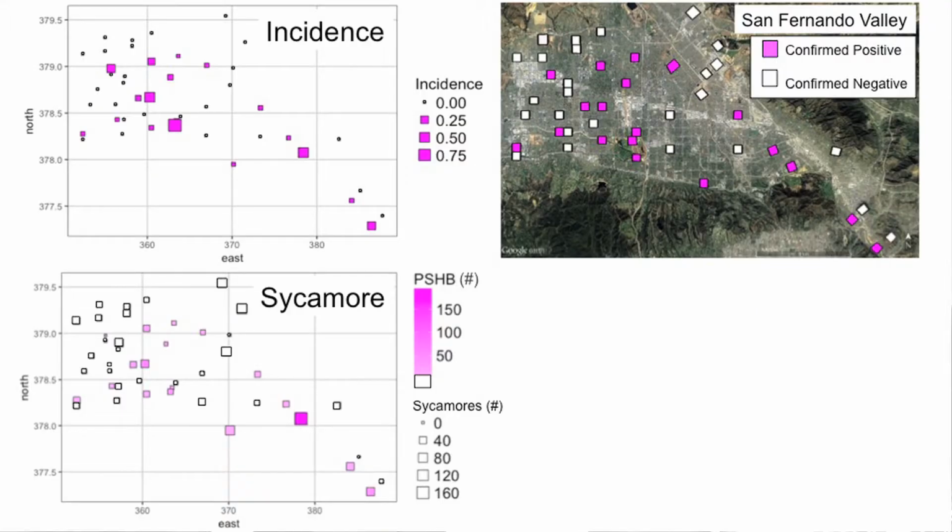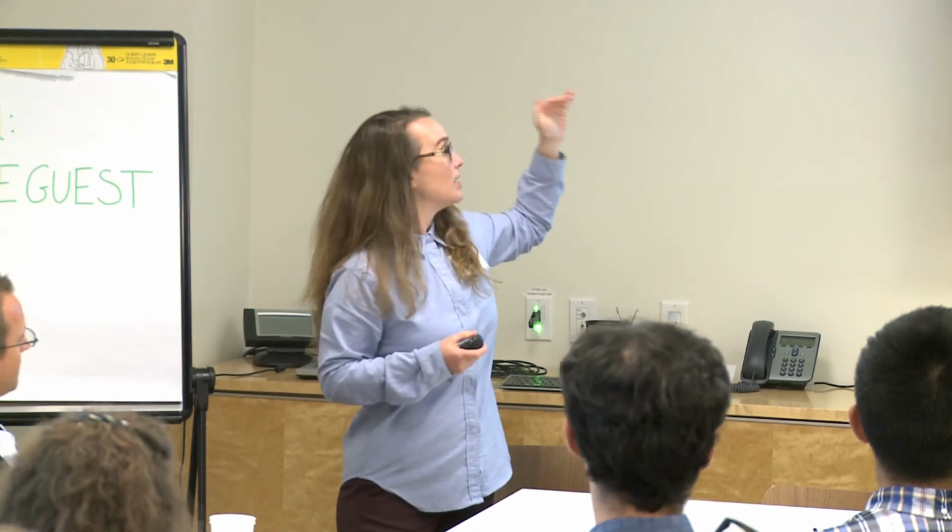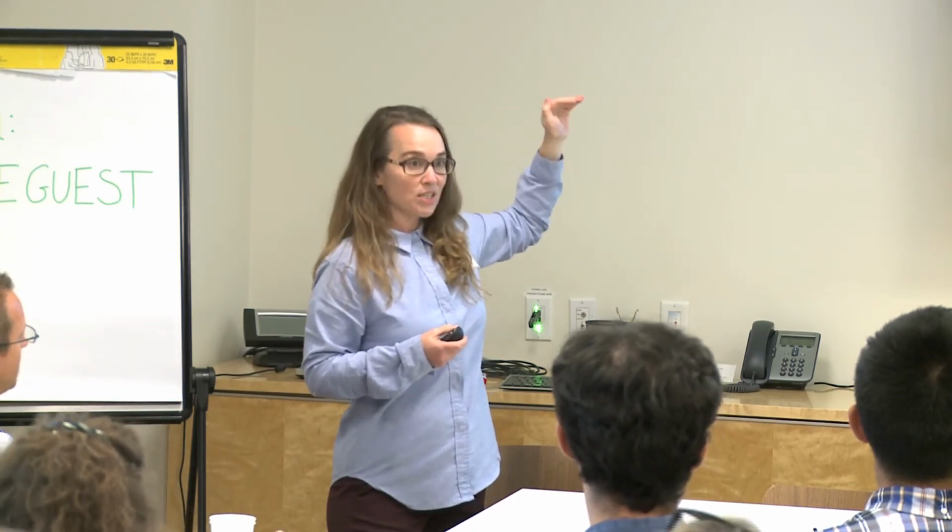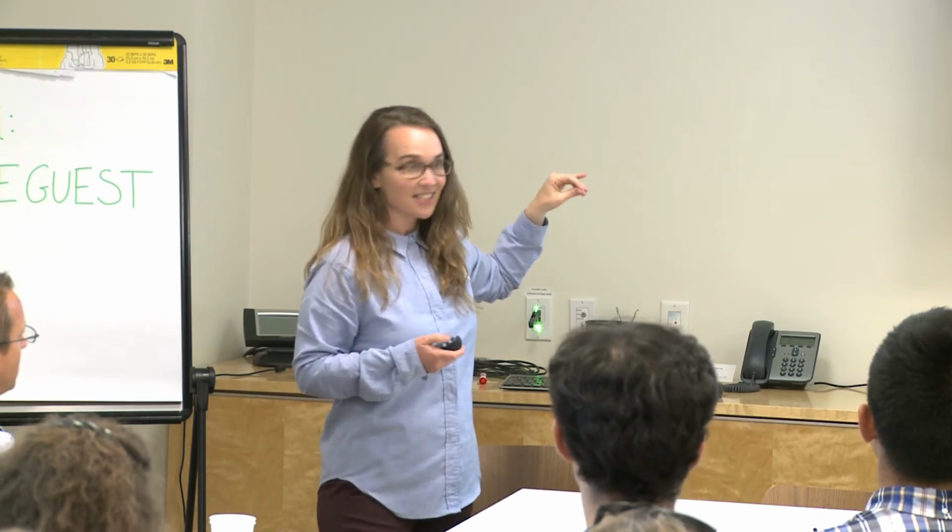And then when we look at sycamore, we see this one. The top one is showing incidence, this one is similar, but now the size of the blocks represents how many sycamore trees are in each grid, and the color represents how much disease. So if it's hot pink, there's more disease. If it's white or light pink, there's less disease.